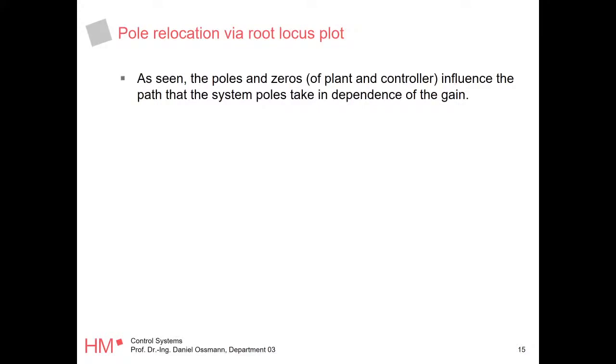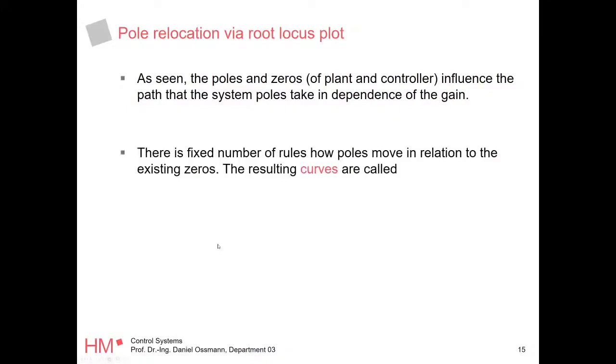So that means simply the closed loop poles change when we change the controller gain, but they are also changing their location when we introduce zeros and poles into the controller, right? And the good news now is how these lines are changing, these root locus lines. There I can present you a fixed number of rules for how these poles are moving around.